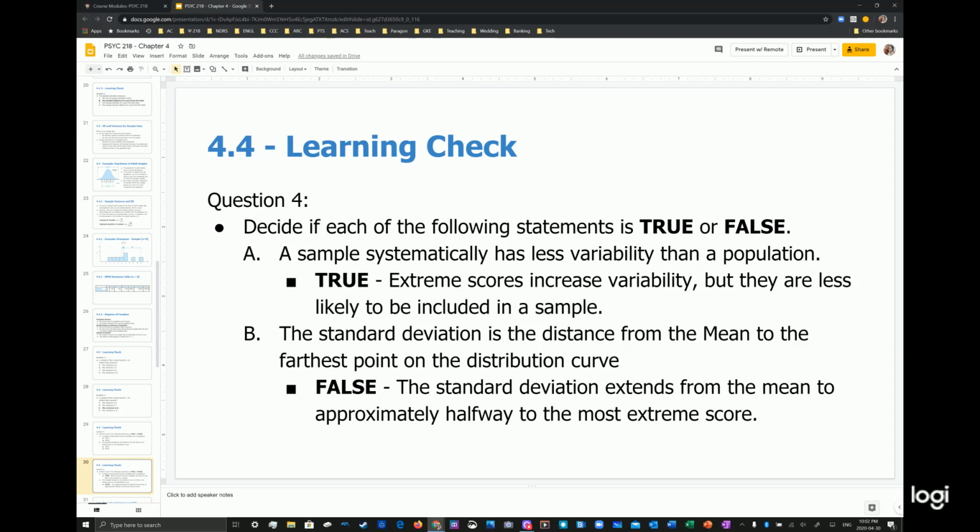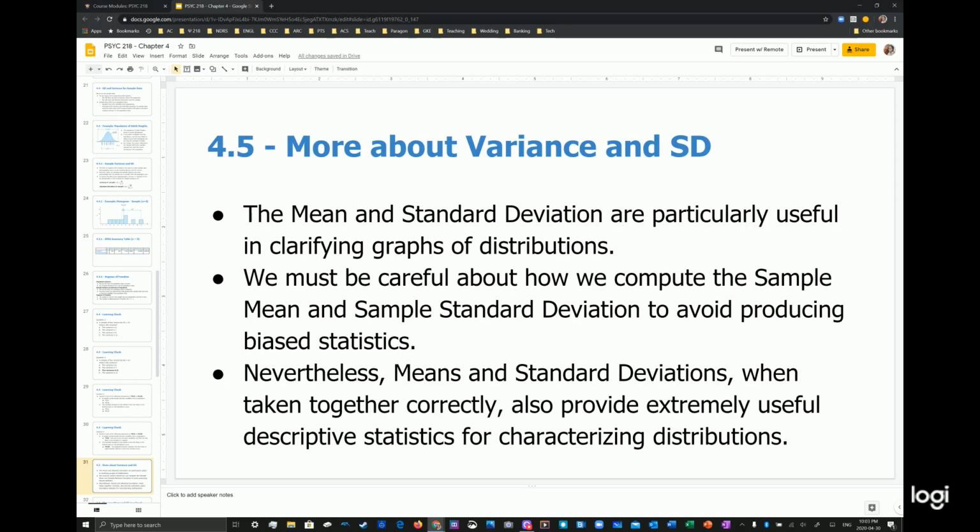That's more like the range, but that's not it either, because the range is the maximum minus the minimum. So again, review the definition of the standard deviation, which requires review of the definition for variance, be it sample or population, which also requires reviewing the definition of the sum of squares, which is absolutely essential for this chapter. So, more about variance and standard deviation.